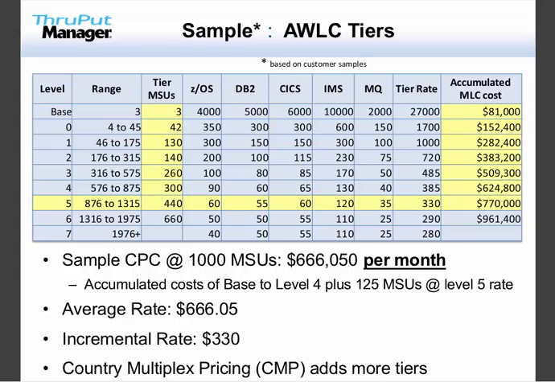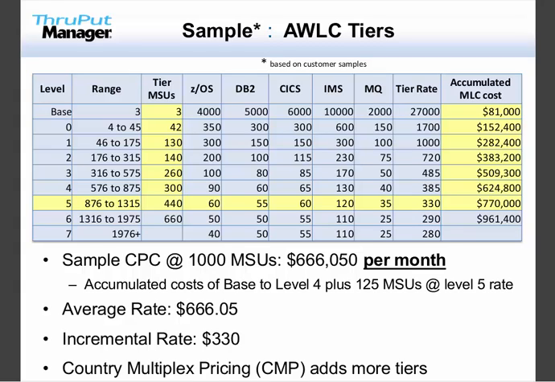In this example, we've got a single CPC with a rolling 4-hour average peak of 1,000 MSUs. If this particular installation was licensed for the 5 products listed there, that would cost well over $660,000 per month, just the workload license charges for those products. So again, we're talking about a lot of money here.